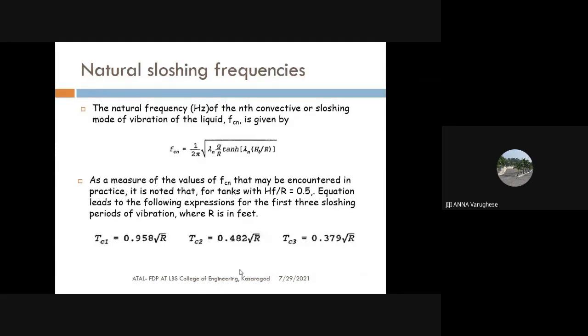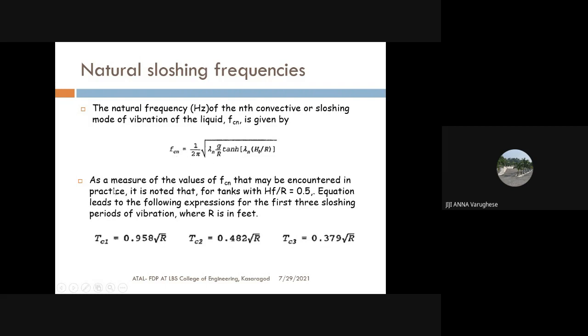Okay. This gives the expression for finding out the natural sloshing frequency for a circular water tank. And this natural sloshing frequency depends upon the H/R ratio, height of fluid by radius of the water tank. Assume that this HF/R is equal to 0.5 for a given water tank. We can simplify this equation, and we can find out what is FC1, FC2, and FC3.